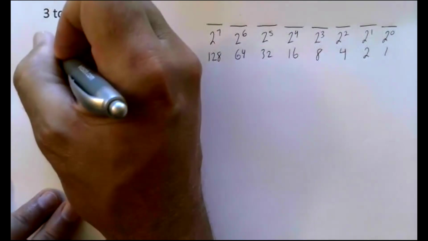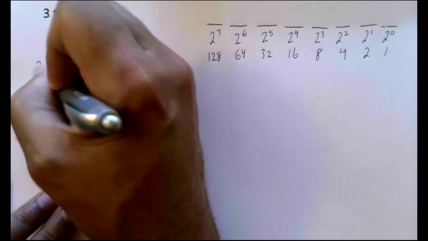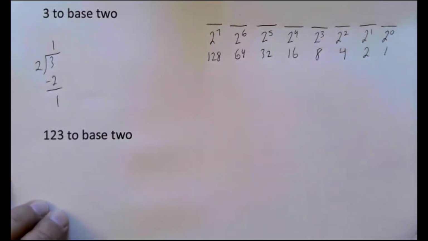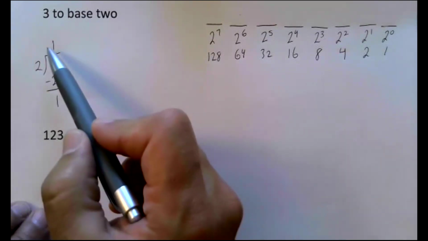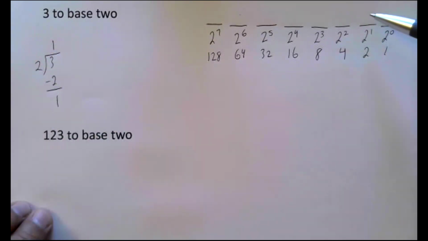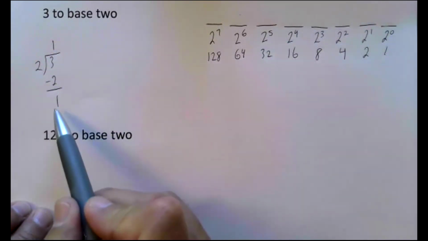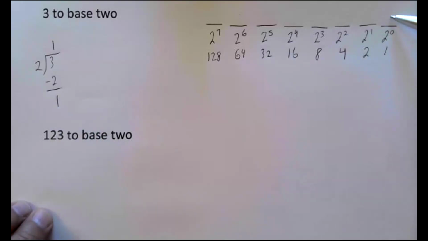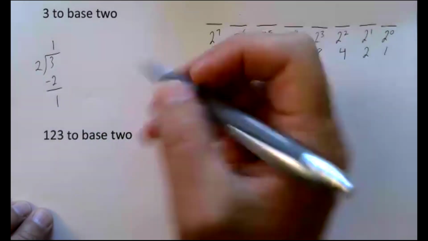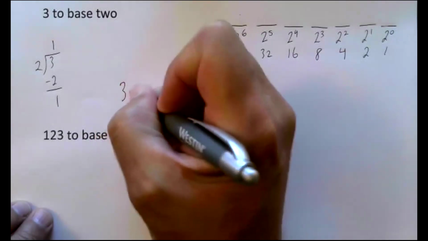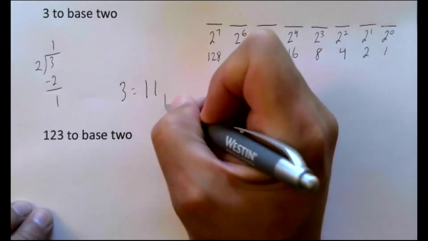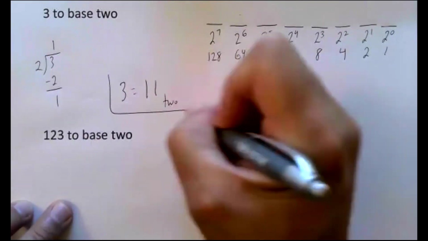Of course, 2 only goes into 3 one time. 1 times 2 is 2. And we have a remainder of 1. And we're actually finished already because I have a 1 in the 2's position. I'm going to put a 1 right there. Then I'm going to put a 1 over here in the 1's position. So basically 3 is equal to 11 base 2.